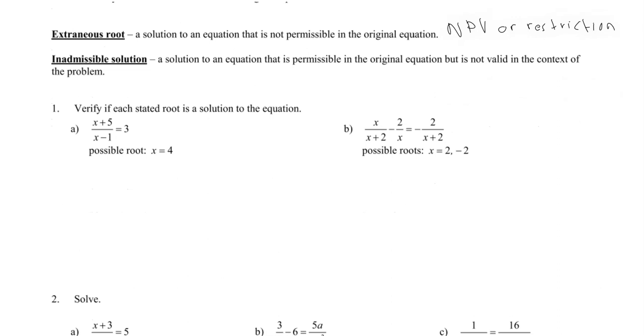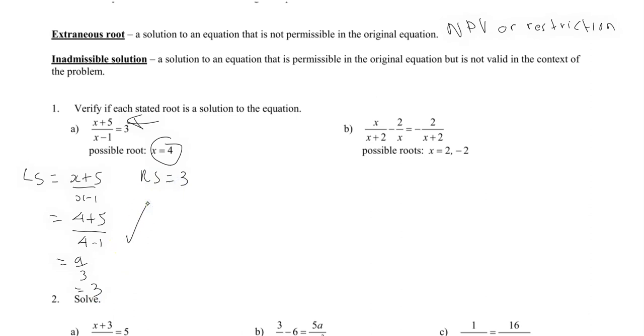Verify if each stated root is a solution to the equation. So in a verification, what we're going to do is just take this, substitute it into here, and see if it's true. I like to do that by working out the sides separately. So I can say, well, the left side is equal to x plus 5 over x minus 1, which is 4 plus 5 over 4 minus 1, which is 9 over 3, or 3. The right side is 3, and say, yeah, that verifies. So, verified.